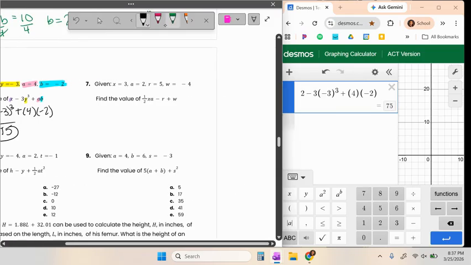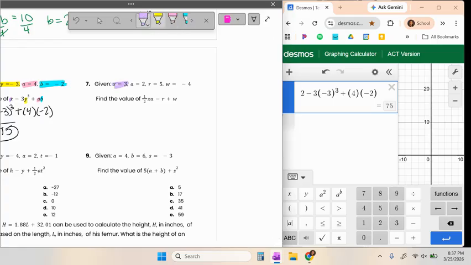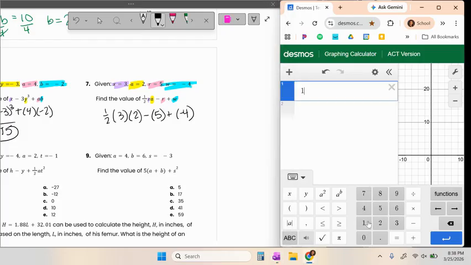Okay, same with number 7. So number 7, I've got x equals 3, a is 2, r is 5, and w is -4. So I'm going to go ahead and again just rewrite that out. Got half times 3 times 2 is for a, minus parentheses 5 and parentheses plus w is a -4.